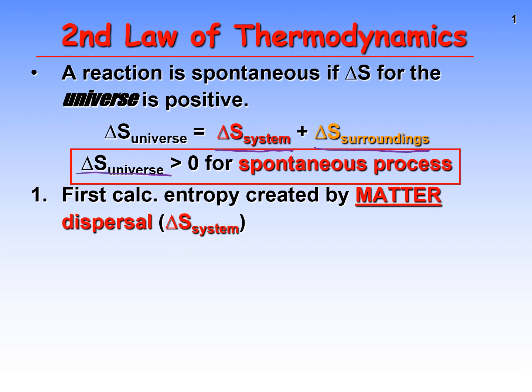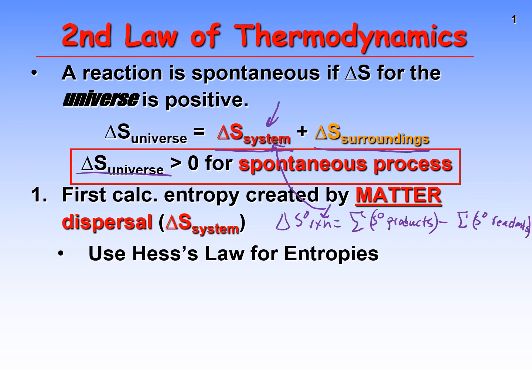Well, first we need to calculate delta S, which is just products minus reactants. Delta S naught of our reaction is equal to the sum of the S naught values of the products minus the sum of the S naught values of the reactants. If we just do that subtraction, that gets us delta S of our reaction, i.e. the system, because generally the reaction is our system. So we can use Hess's law for entropies to do this.